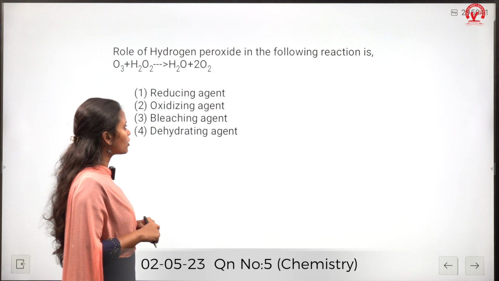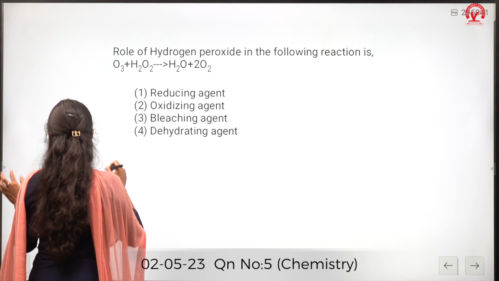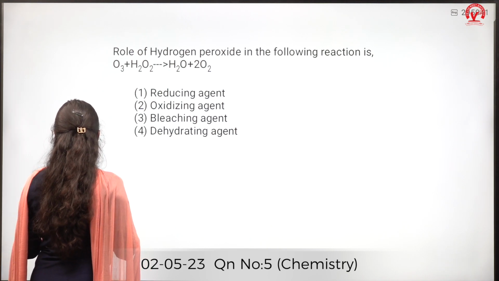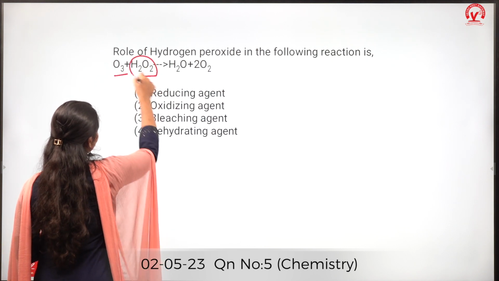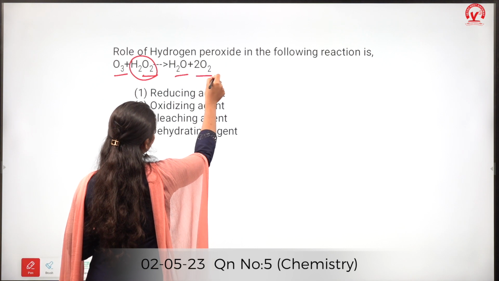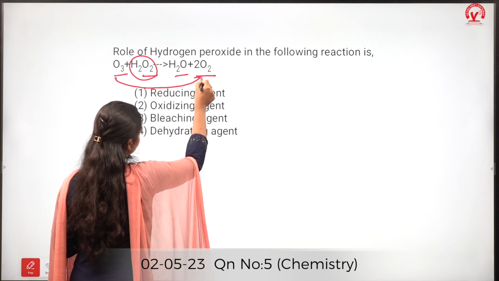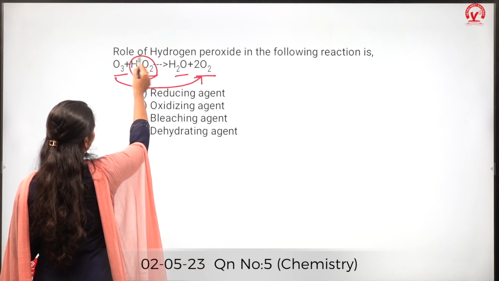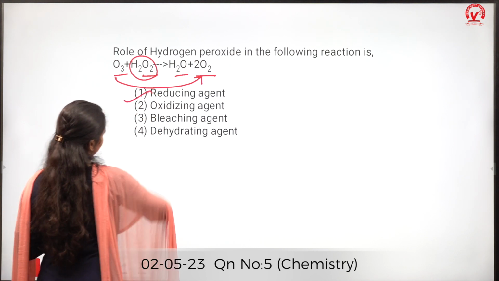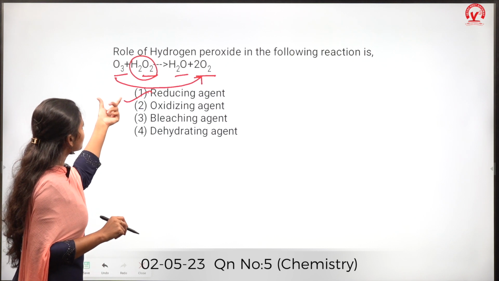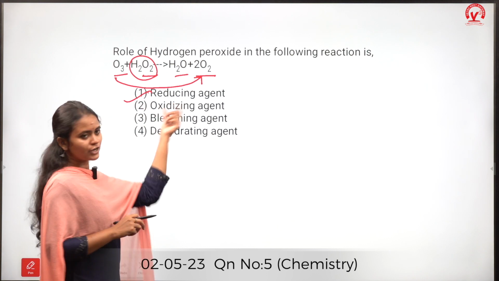The role of hydrogen peroxide in the following reaction: here they are giving ozone reacted with hydrogen peroxide, which gives water and oxygen. Here this ozone is reduced to oxygen. So the peroxide in this reaction is acting as a reducing agent, because it reduced the ozone to oxygen. So the correct answer is option A, reducing agent.